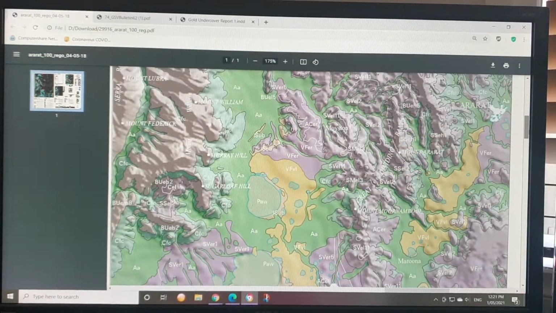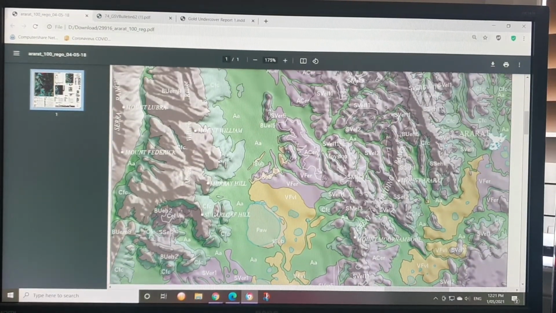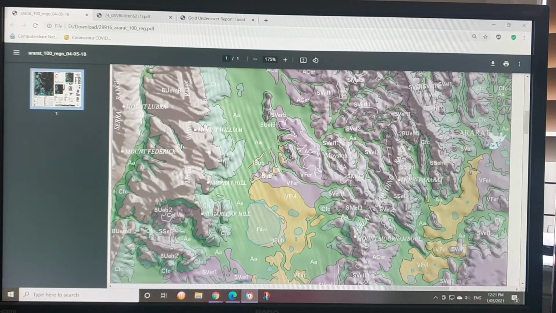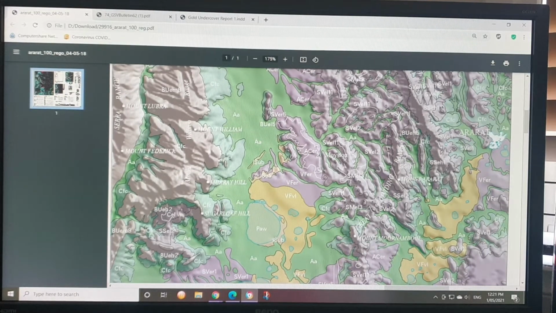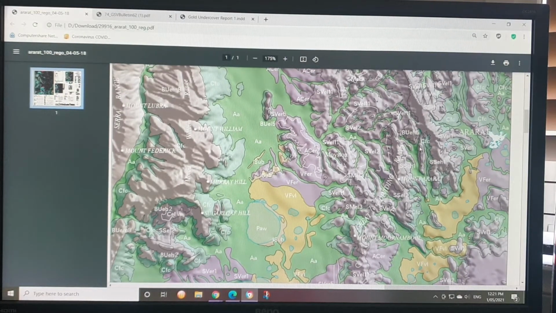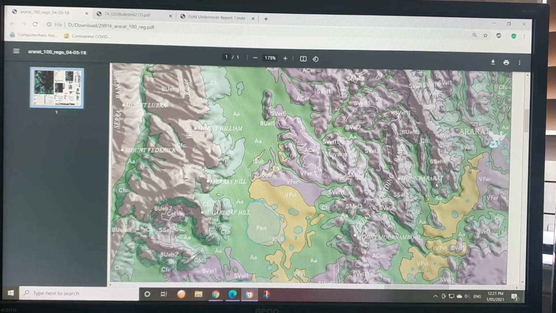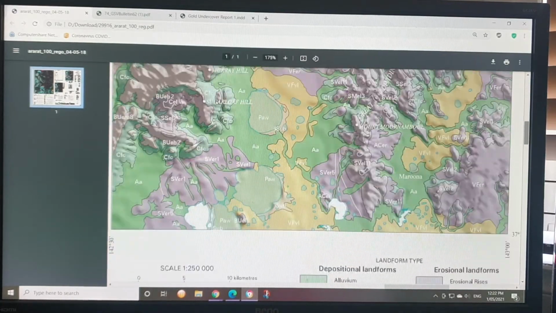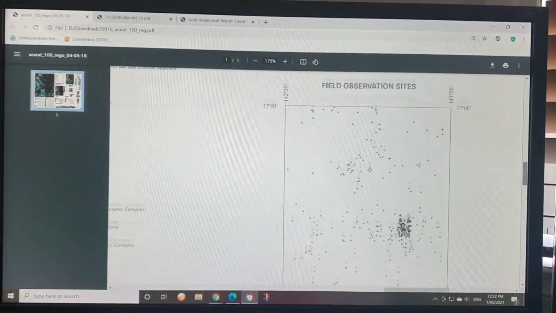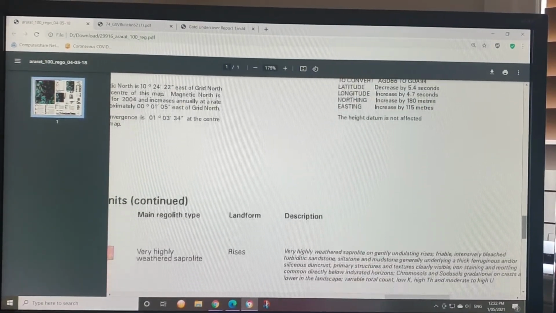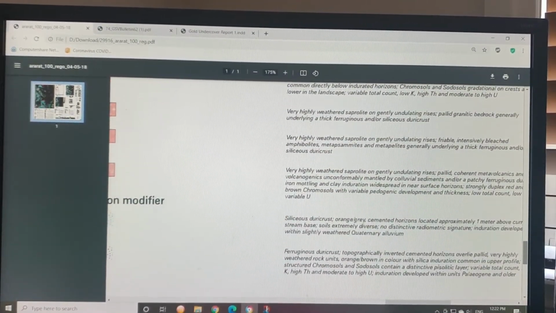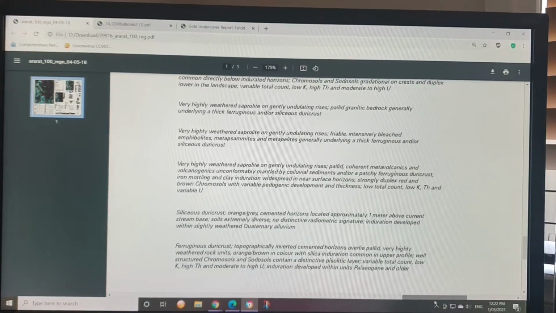If you go up, I would say that's probably in this area here. So Mount Ararat, or the Great Dividing Range, and in between Ararat. That's probably where a lot of the gold's been found, although I haven't actually checked where the Ararat goldfields are. That's just a guess. And if we go down, you've got information about all of the regolith.